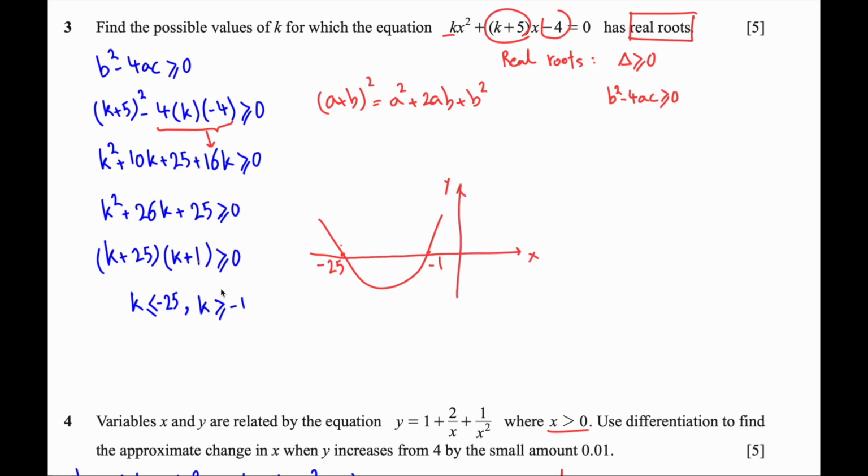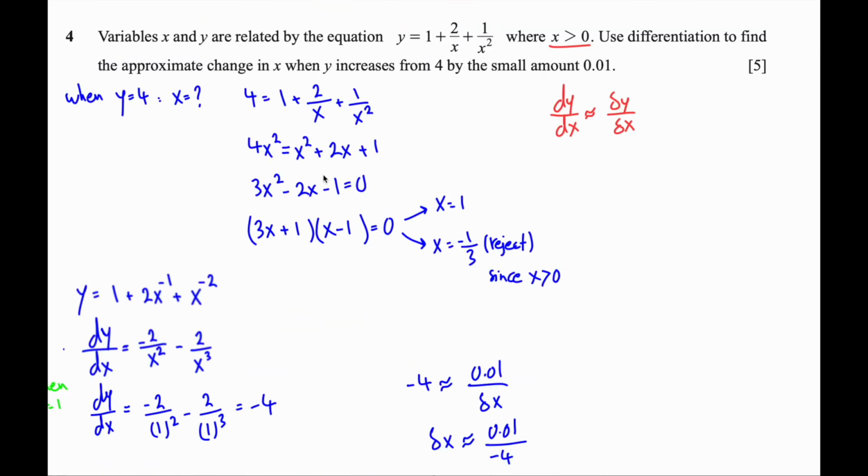Why am I drawing this? Because it gives you a better visualization of what's happening. I want wherever my quadratic or my parabola is above the x-axis, greater than 0. And that is this part and this portion right here. So that means all the x's less than negative 25 and all the x's greater than negative 1, and that's why you see these two inequalities here.